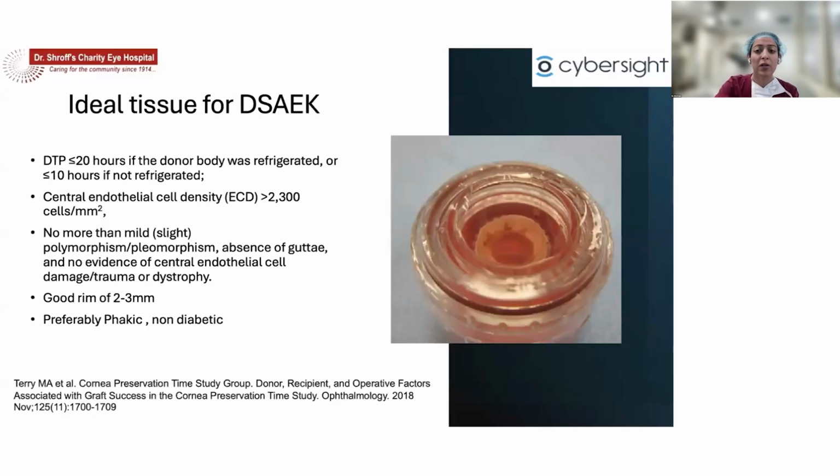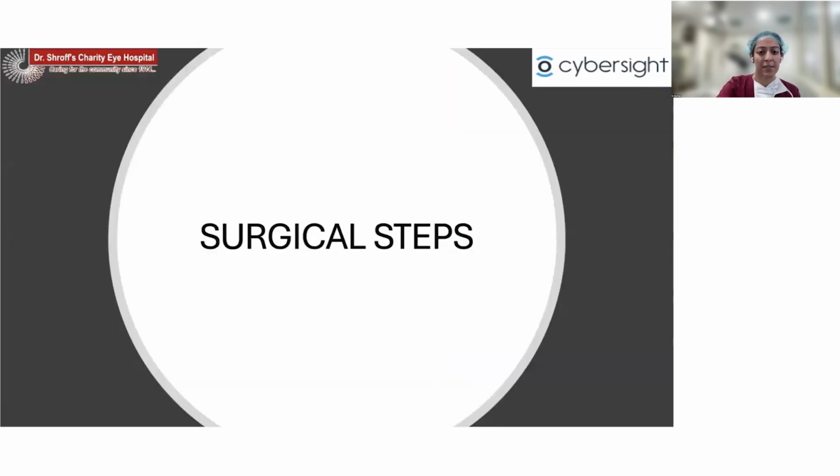It's important to have a good rim in the tissue of about 2 to 3 mm. And as we see how we prepare these tissues, we will understand why this is important. And it's preferable to have phakic tissues so that you don't have prior incisions where your DM may be tightly stuck and tissue adhesion, tissue preparation may be more challenging, and non-diabetic eyes.